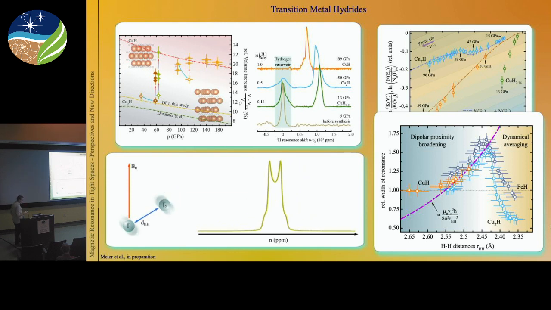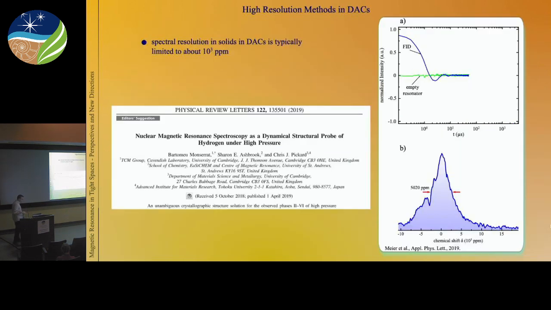Another thing we've been doing since the beginning of this year was actually initiated by this paper, a paper from April 1st from Bartomeu Monserrat and Chris Pickard. They argue that NMR might be the only spectroscopic method where we can resolve the issue of the high pressure phases of hydrogen.